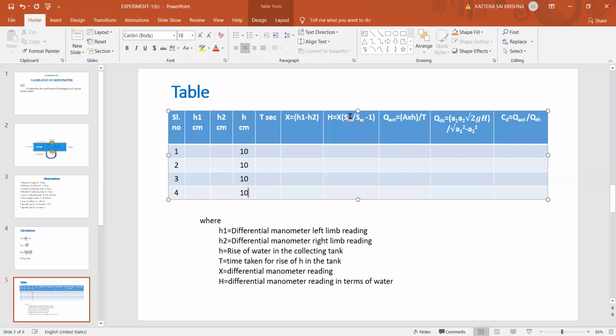Right. So if you see here, the SM by SW value is 13.6 by 1. So always it is 13.6.